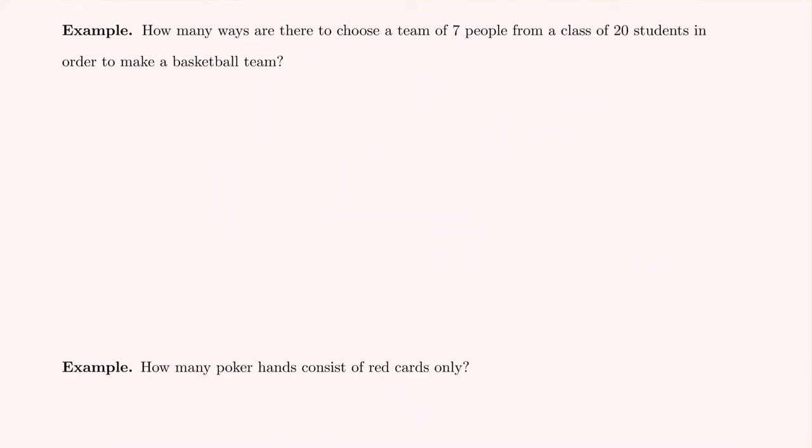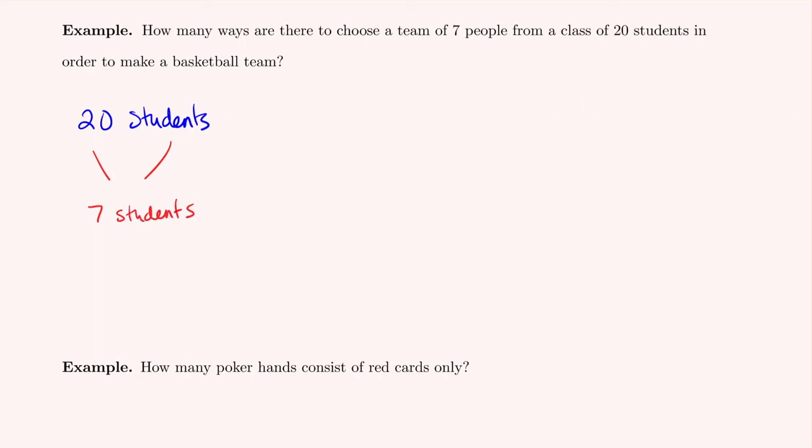It says, how many ways are there to choose a team of 7 from a class of 20 students in order to make a basketball team? Now, one thing I first notice is we've got the idea that we're choosing from a larger group. We have 20 students to start with, and then we want to select to a smaller group of only 7. So this is the idea of bigger to smaller.